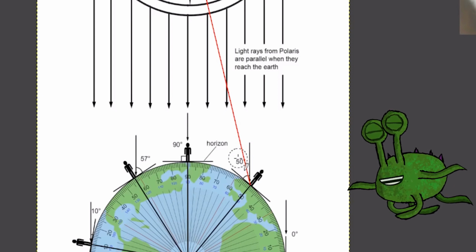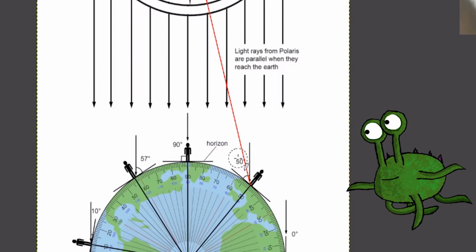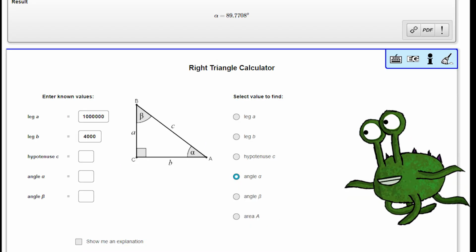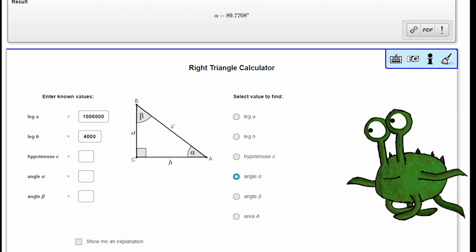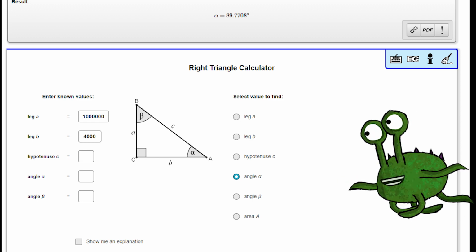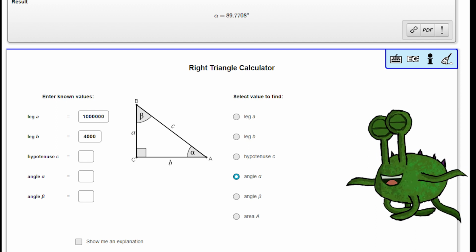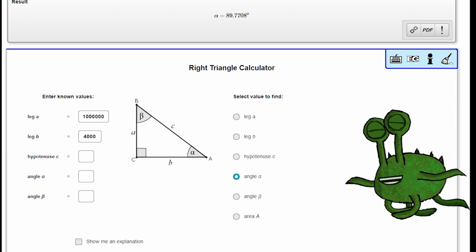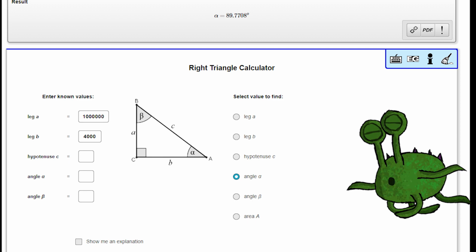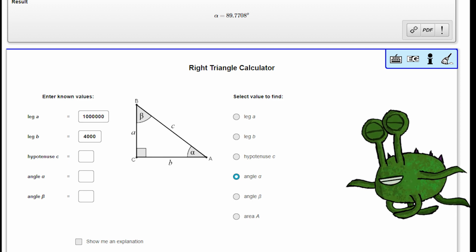I have used a triangle calculator to solve for Polaris at a very conservative distance of 1 million miles and a very generous 4,000 miles of distance from the North Pole to a viewing point on the 50th parallel, and I have found that the viewing angle between the two viewing points would be less than 1/4 of 1 degree. At realistic distances, the number becomes even more insignificant.